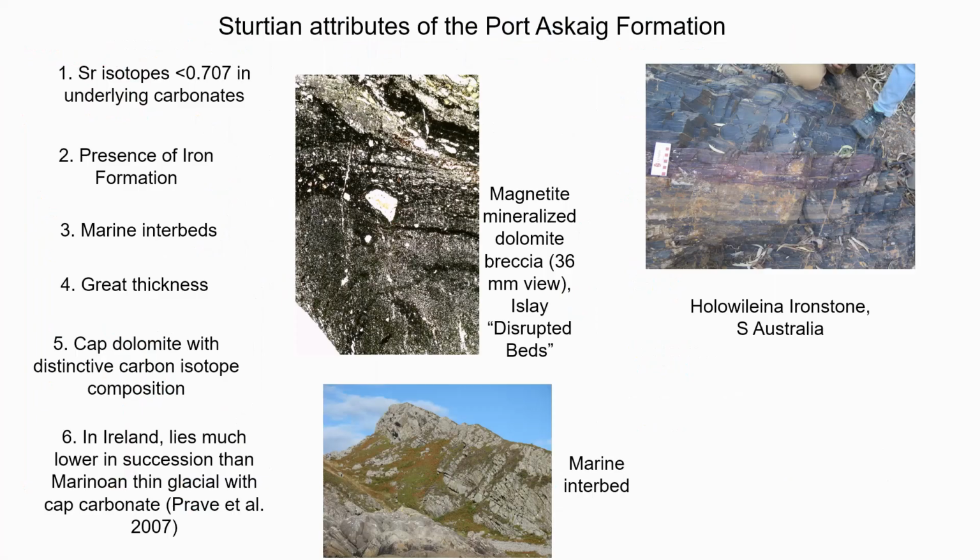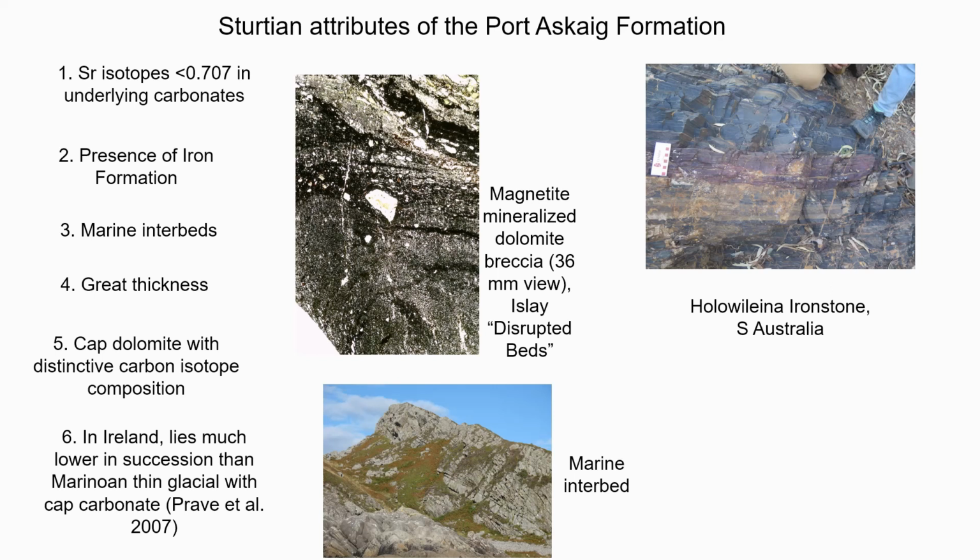Since there has been some discussion in the literature about a possible younger age for the Port Askaig Formation, here are some additional pointers to its Sturtian affinity. I've listed 6 pieces of evidence in total. We've just looked at the low strontium isotope values of less than 0.707 in the underlying carbonates. Secondly, there is the presence of iron formation.